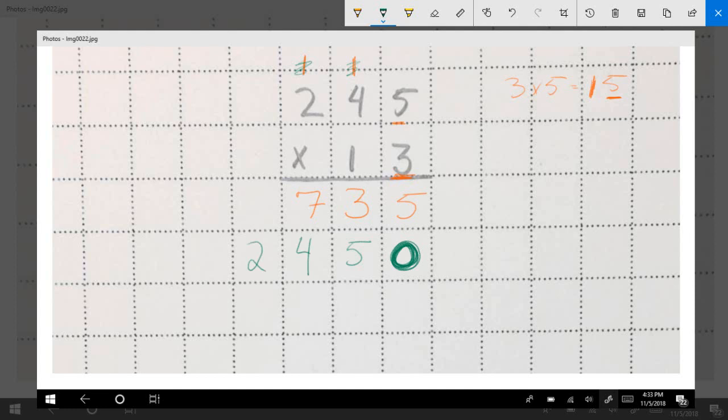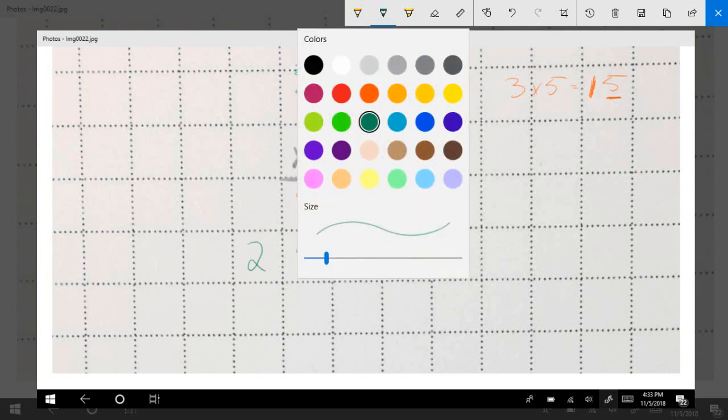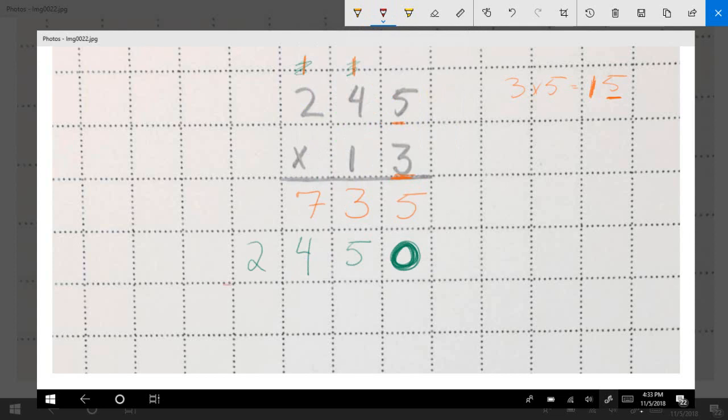Okay, and then the last step that we want to do is add them all up. So I put a line down here, addition sign, and let's add it up. 5 plus 0 is 5. 3 plus 5 is 8. 7 plus 4, 11. 1 plus 2, 3.